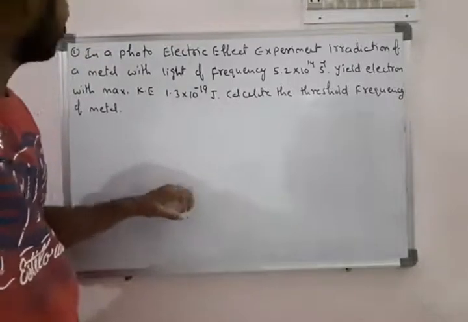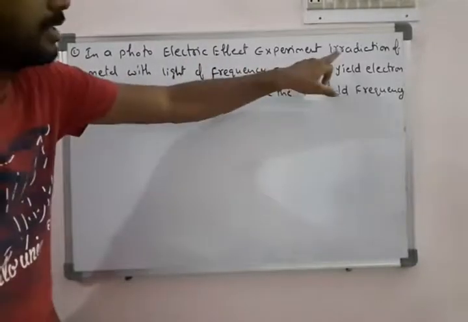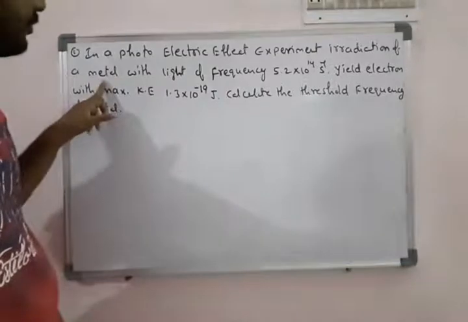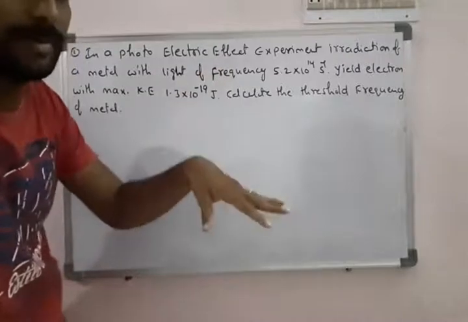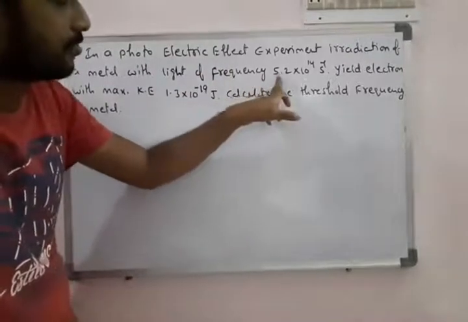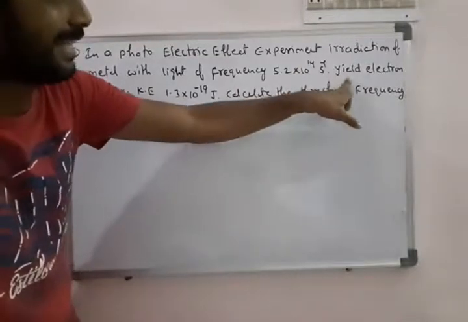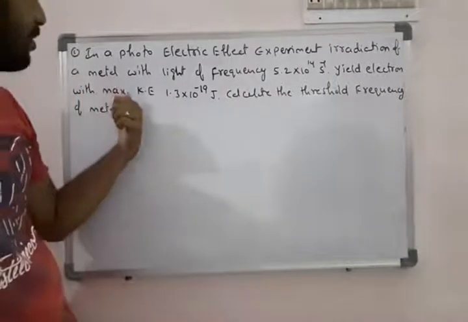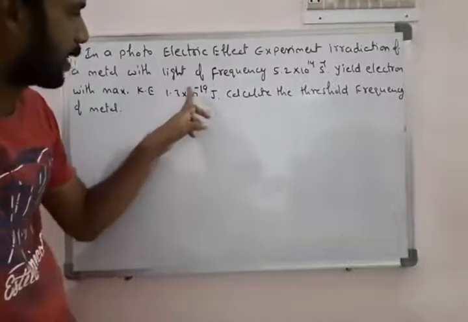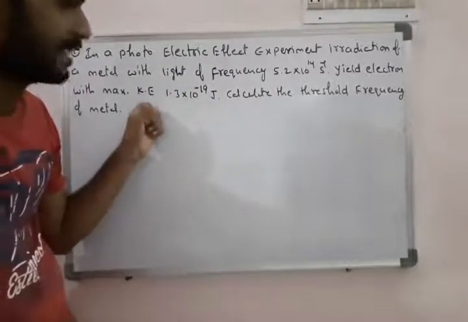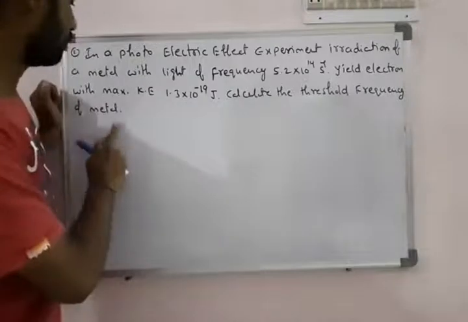So here is the problem. In a photoelectric effect experiment, irradiation of a metal with light of a frequency, means the light falls on the metal surface having the frequency 5.2 × 10^14 second inverse, nothing but hertz, and yields electrons with maximum kinetic energy, means the ejected electrons are having 1.3 × 10^-19 joules of maximum kinetic energy. We need to calculate the threshold frequency of the metal.